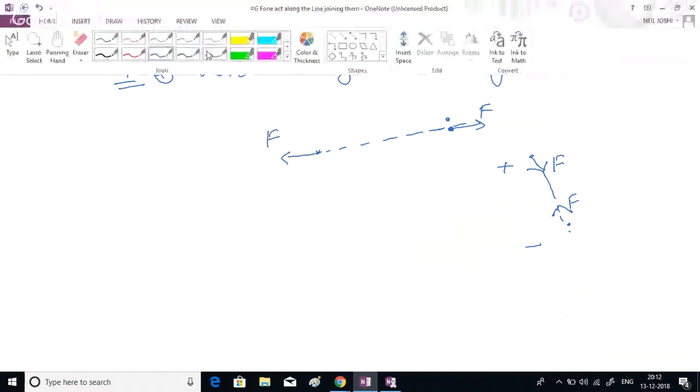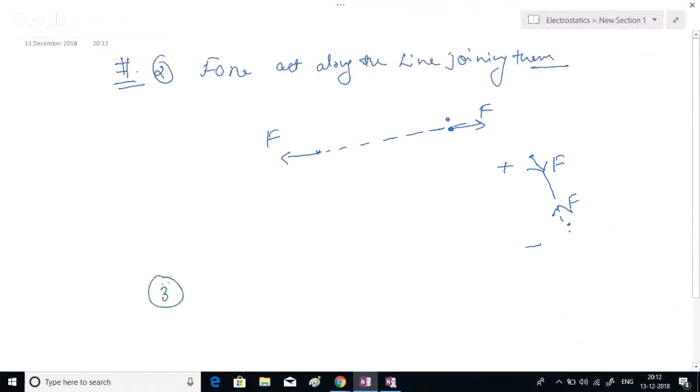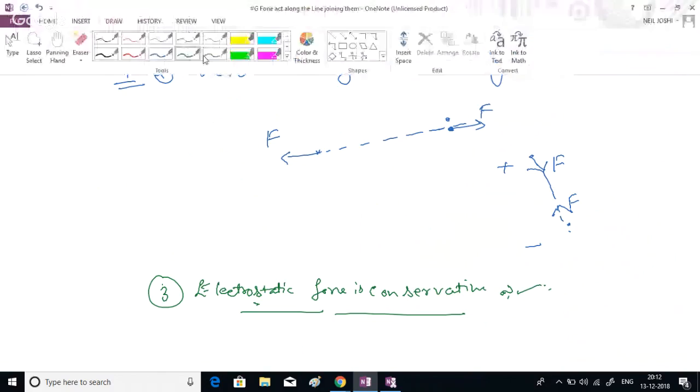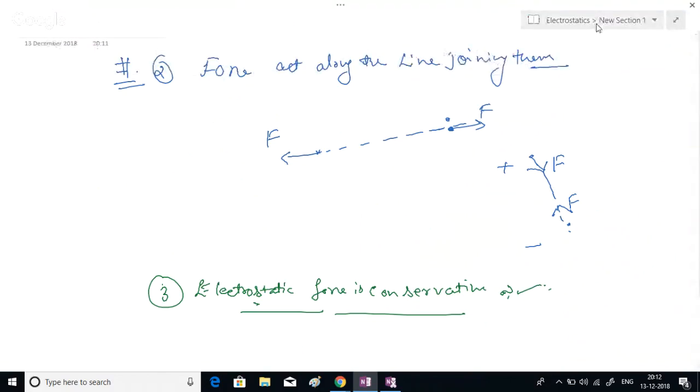The next one is that it is a conservative force. The third property is that the electrostatic force is conservative. Have you got it? So it is basically a conservative force in nature. Correct. Okay.